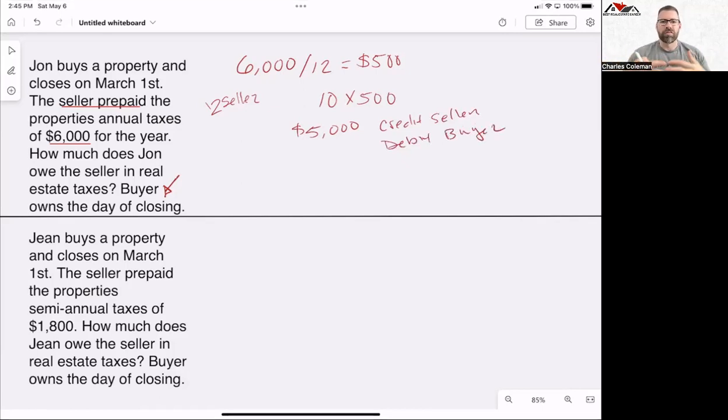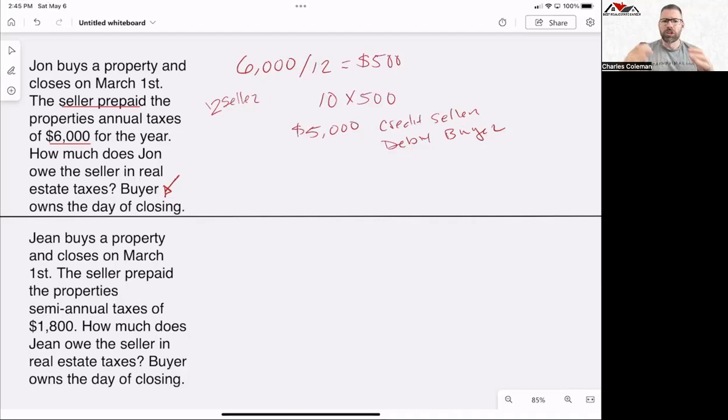So that's what this would look like. We do $6,000 for the entire year. We divide it by how many months in the year, which is 12. That gives us $500 per month. The seller owns it for 2 months. John, the buyer, owns it for 10. So we need to multiply 10 months times $500 for the amount of time that John's going to own the property. That's $5,000. Credit the seller, debit the buyer.